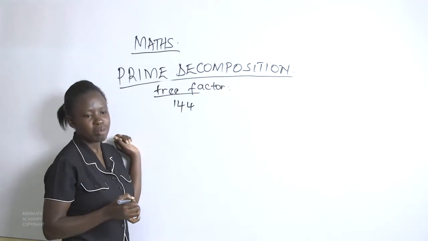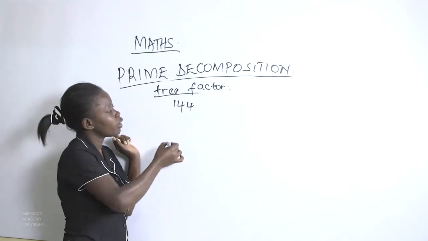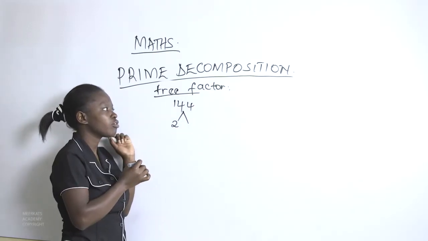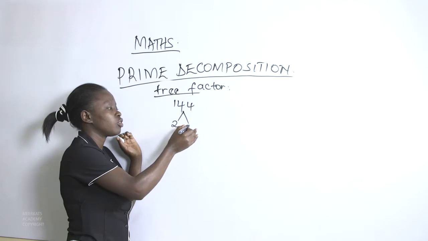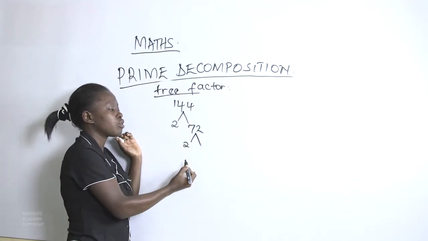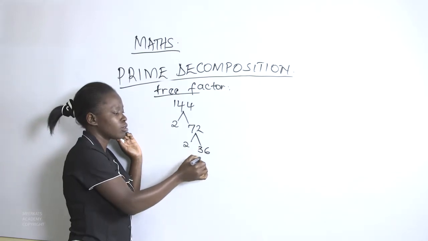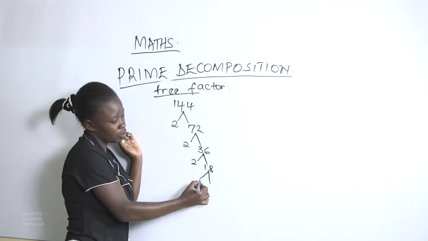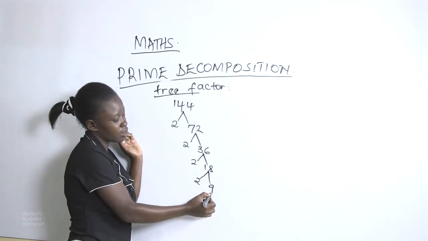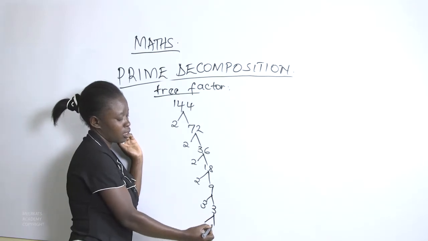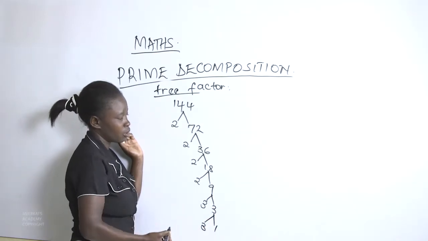Another number we can express as a product of its prime factors is 144. So the first prime factor we have is 2. 2 into 144, we have 72. 2 into 72, that is 36. 2 into 36, we have 18. 2 into 18, that is 9. Then 3 into 9, we have 3. And finally 3 into 3, we have 1.